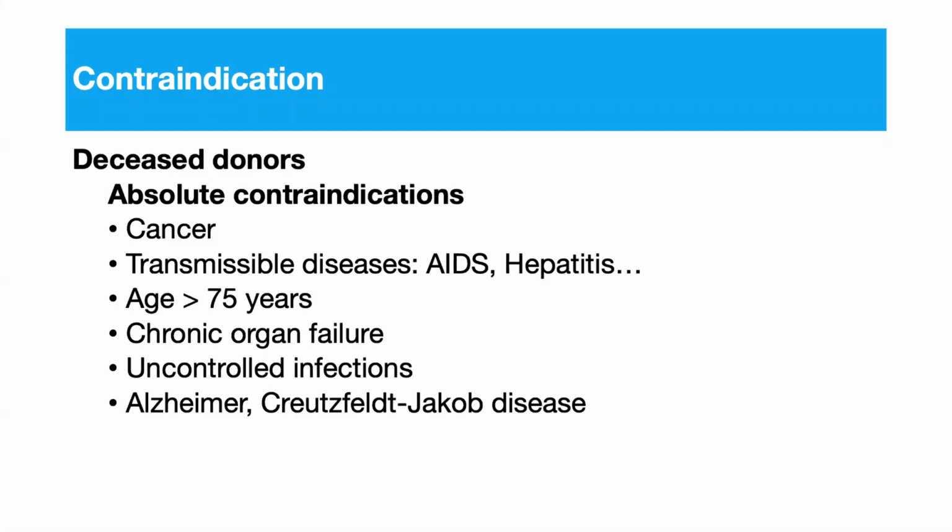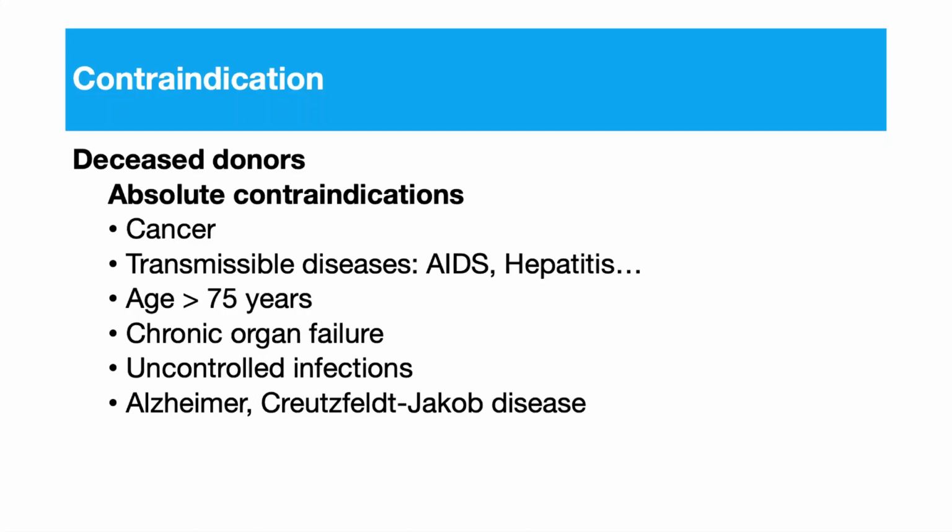But then there is a little bit of relaxation, because if the patient has had cancer and has been relatively symptom-free without any evidence at all for about 5 years, then those patients can have their organs transplanted. Transmissible disease, AIDS, hepatitis B, C, and all. But again, if they have been treated and asymptomatic, then there is evidence that these patients' organs too can be harvested.